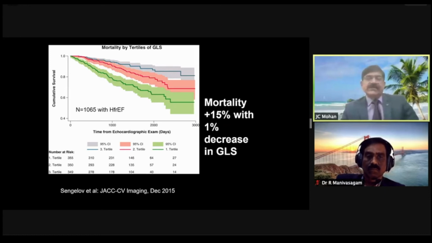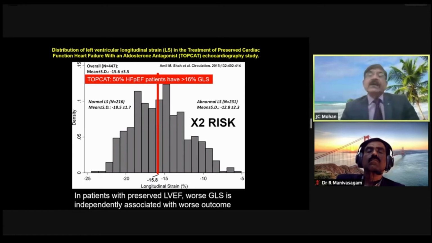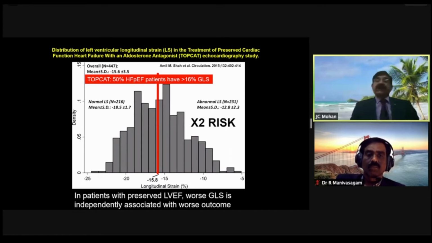show some examples, a large study of HFrEF patients showing that mortality increases by 15% with every 1% decrease in global longitudinal strain. So you must mention global longitudinal strain along with ejection fraction, more so when ejection fraction is above 35%. Then it has much more incremental value. But if both are severely depressed, then GLS does not provide incremental value over ejection fraction. In HFpEF, it provides incremental value.